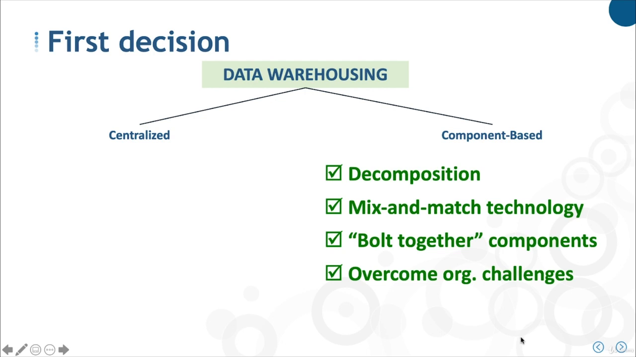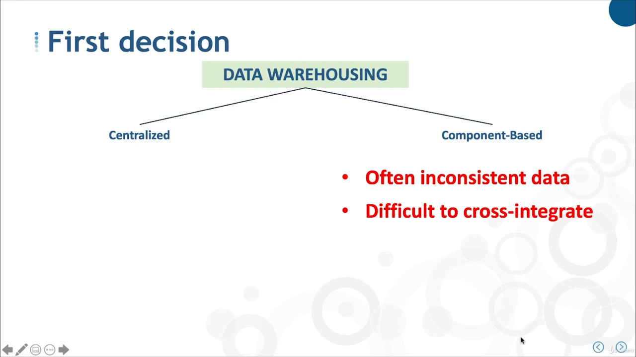Typically, it's not quite as easy as it might look on paper, but you do have that opportunity to take different pieces and get them to work together and integrate them that way. And also, you can overcome a lot of your organizational challenges that tend to compromise data warehousing by taking a sort of divide and conquer approach. But when you take a component-based approach, more often than not, you wind up with inconsistent data across those various components, and it's also difficult to cross-integrate the components with one another.